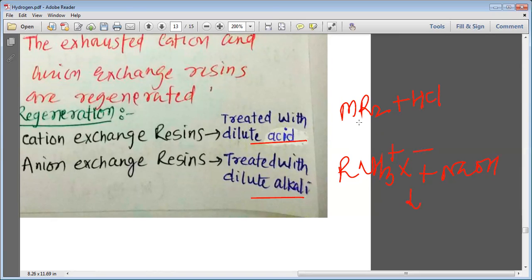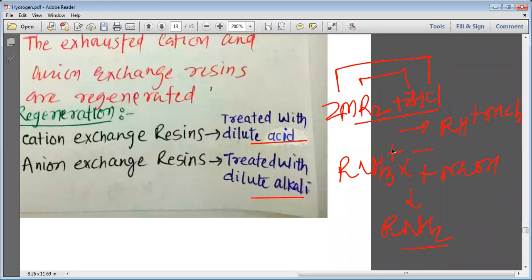From this MR2 and HCl, we will get RH. For that, we need to use both the two molecules. So RH we get, and then this MCl2 we get because we have M as Mg plus 2 or Ca plus 2. Same way, my dear students, this RNH3 plus X minus is converted to RNH2.